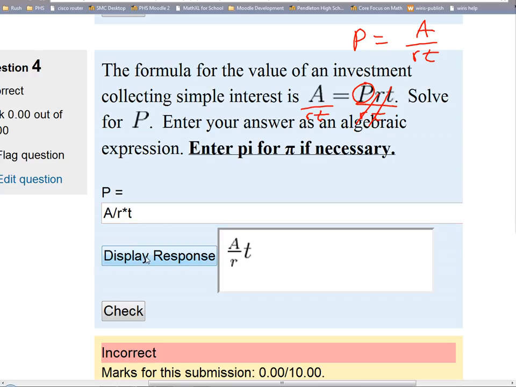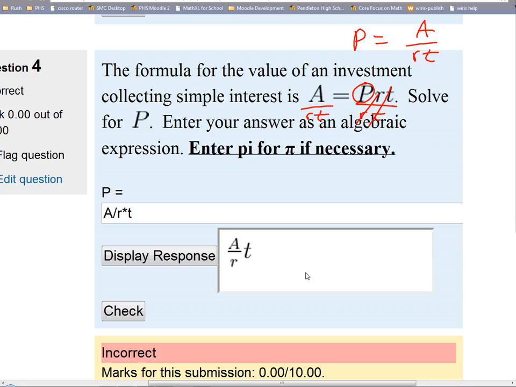When I push display response, I didn't turn it in, so it hasn't graded it, but it's asking me essentially, is that what I wanted? No, it's not. How do I change it? What do you think? Suggestions? Yes, ma'am. Good, we need to put the r and the t in parentheses, because what happened here?